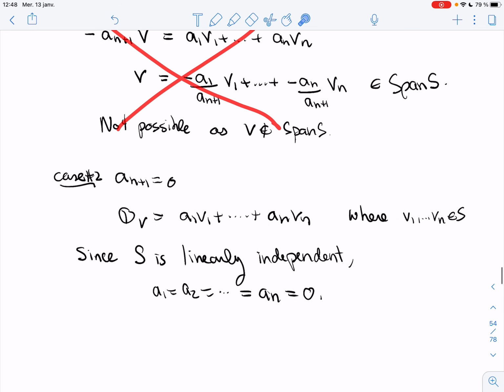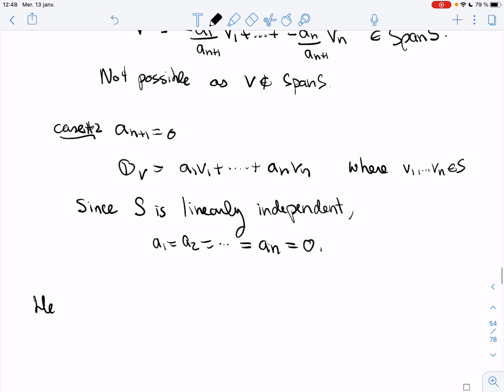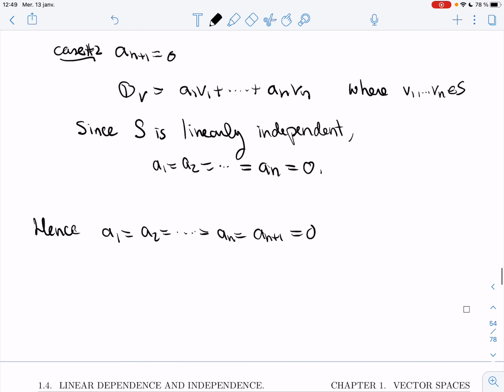Second case, An plus 1 is 0, and all the other ones are 0, and so that's the only possibility. So we get that all of the constants need to be 0, and so S union V is linearly independent.